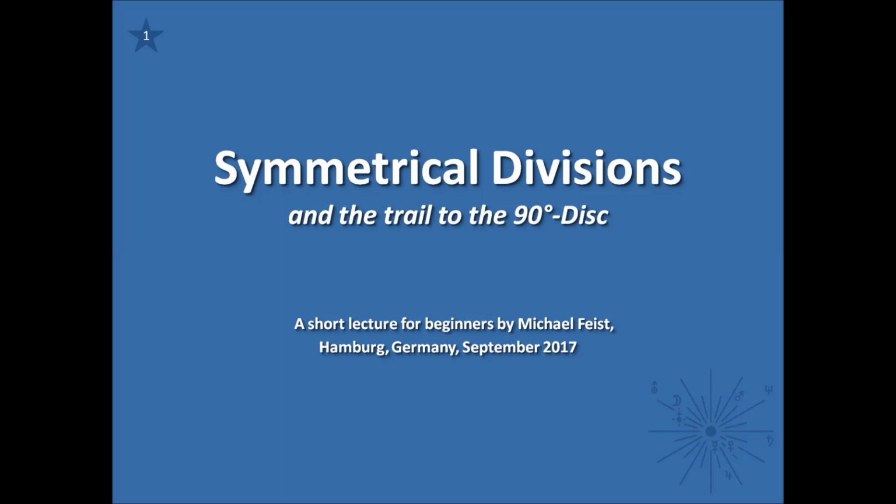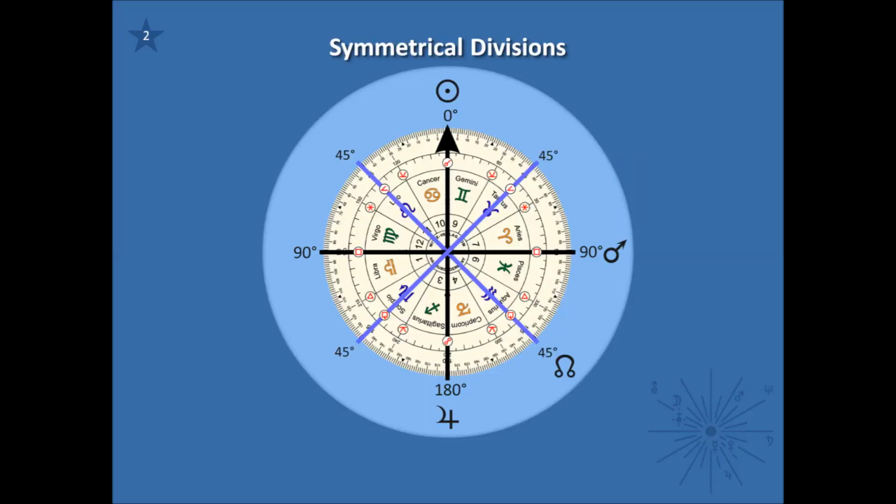In this short lecture I will instruct you about the basics of symmetrical division, and the trail to the 90-degree disk of the Uranian system of astrology. Let us start at the origin. 360 degrees is the origin view of a chart.